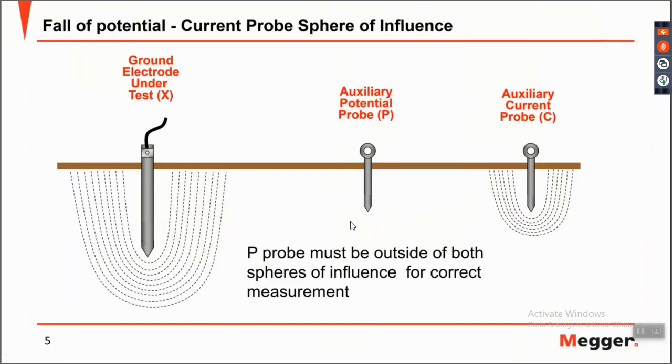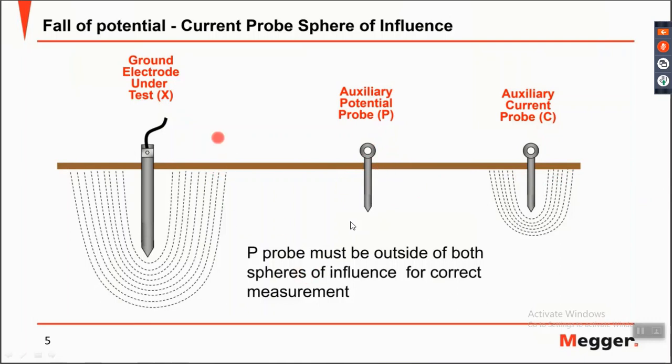Yeah, this is the example connection. You can see there is the ground electrode under test, which we mark X, and this is the auxiliary potential probe in between the electrode under test and the current probe at the end. So the P probe must be outside of the sphere of influence.